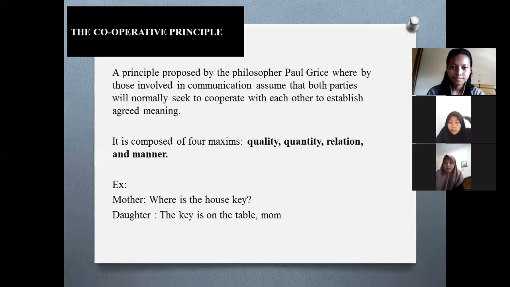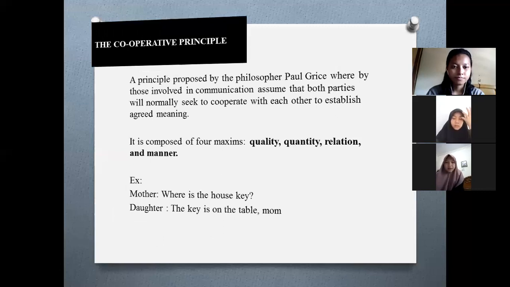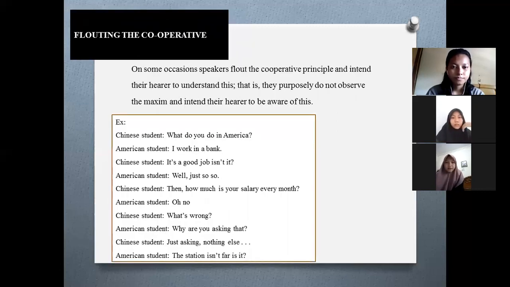Okay, thank you, Indah. And the second material will be explained by me. Flouting the cooperative principle. On some occasions, speakers flout the cooperative principle and intend their hearer to understand this. That is, they purposely do not observe the maxim and intend their hearer to be aware of this.